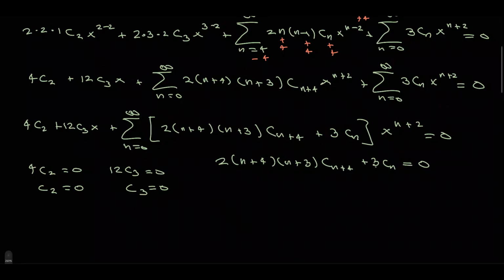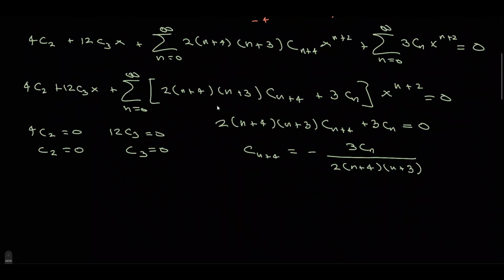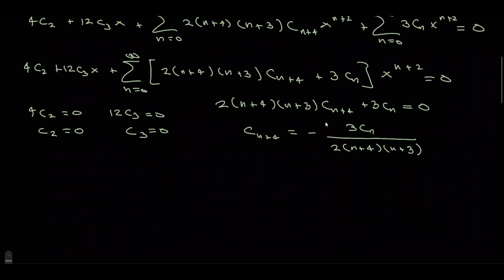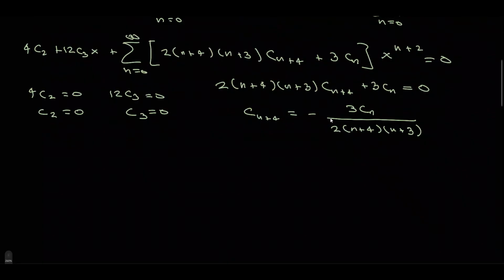All right, so I'm going to subtract 3 c sub n on both sides, and then I'm going to divide both sides by 2 times n plus 4 times n plus 3. So that is c sub n plus 4 equals negative 3 c sub n divided by 2 times n plus 4 times n plus 3. And so from here we're going to generate our coefficients. However, we're not going to generate that many coefficients.